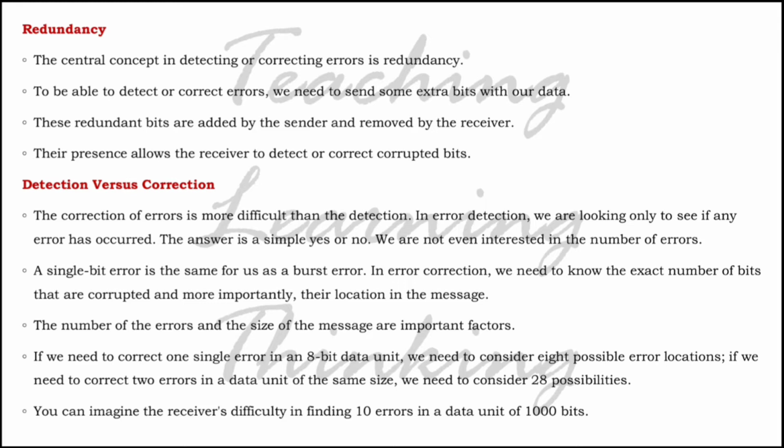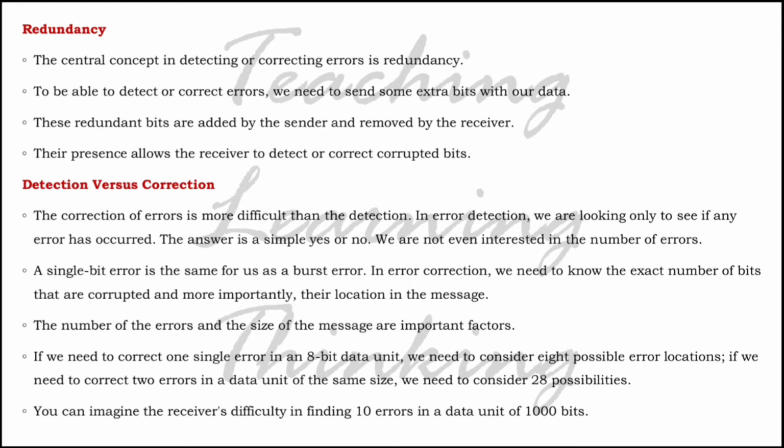The correction of errors is more difficult than detection. In error detection, we are looking only to see if any error has occurred. The answer is simply yes or no. We are not even interested in the number of errors. A single bit error is the same for us as a burst error. In error correction, we need to know the exact number of bits that are corrupted and, more importantly, their location in the message. That's why error correction is more difficult than detection.